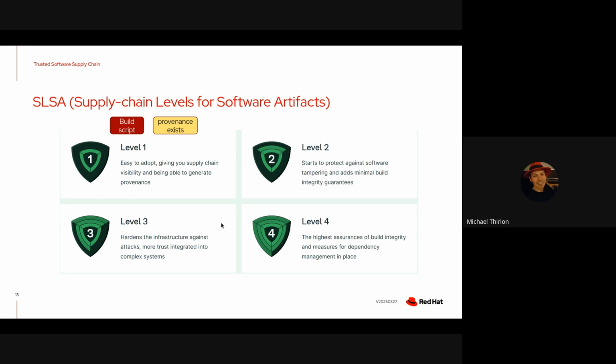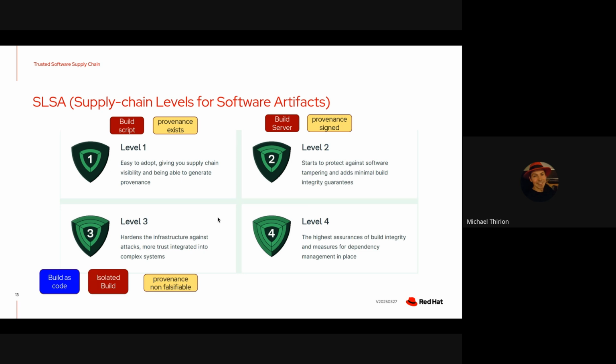Level 2 would be, there is a build server. So the build is scripted, but it doesn't run on a laptop, for example. It's scripted, but there is a dedicated build server. And the provenance, not only does it exist, but it's also signed. So we know who created the provenance document. Level 3 would be the build server is isolated from the rest of the infrastructure.